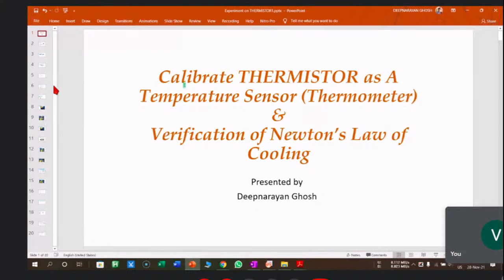So my project is calibrating a thermistor as a temperature sensor, that means like a thermometer. And I have also verified Newton's law of cooling with this project.